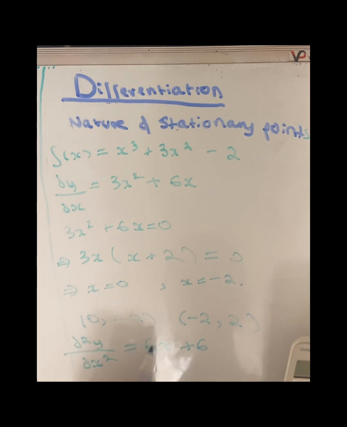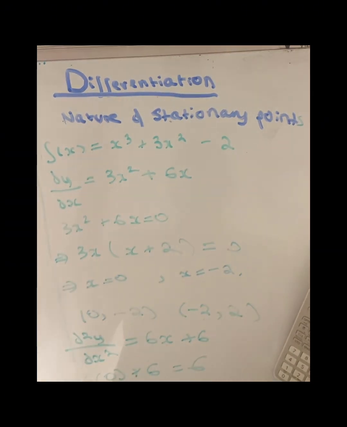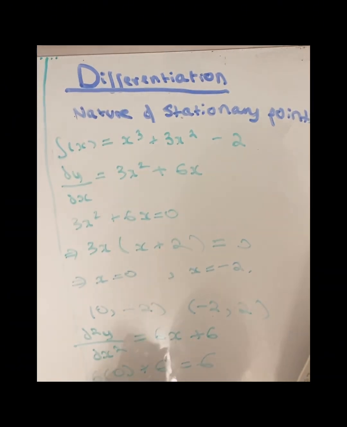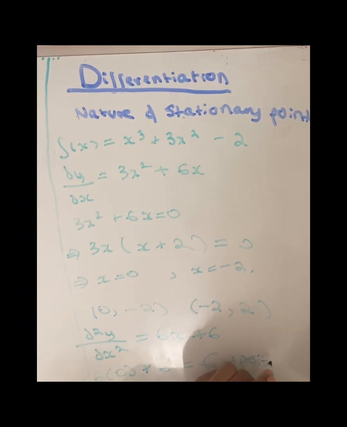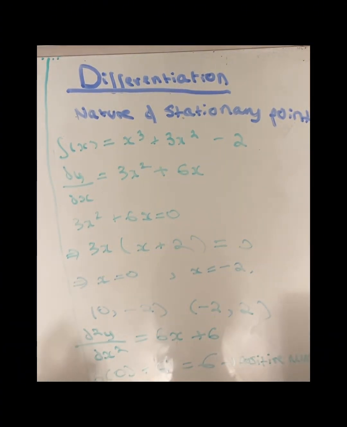So what we're going to do now is substitute each one of our points. We're only caring about the x value here. So for the first point, 6 lots of 0 plus 6 gets us 6, which is obviously a positive number. And for the other one, 6 lots of minus 2 plus 6 is equal to minus 6.